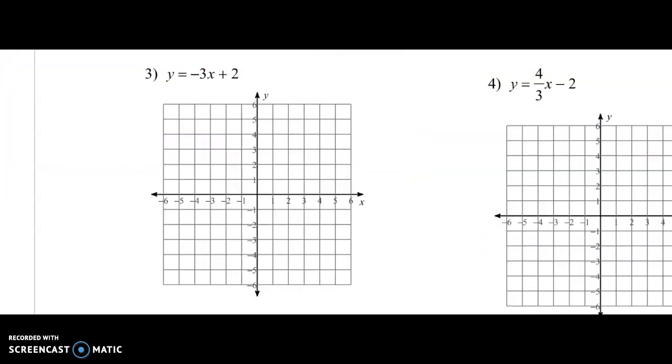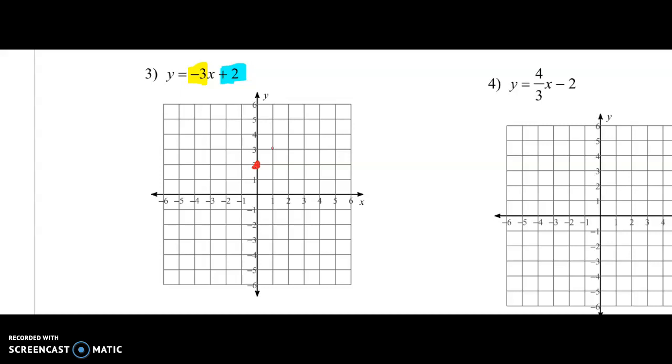Moving on to example number 3. Again, we identify those 2 pieces of information to help you graph your line: one is slope, and the other is y-intercept. So again, we're going to put our first point on the y-intercept. It's our b in y equals mx plus b. And now we're going to use our slope.